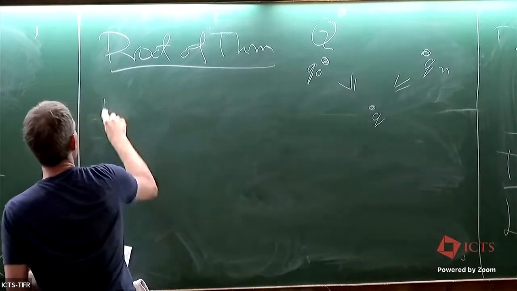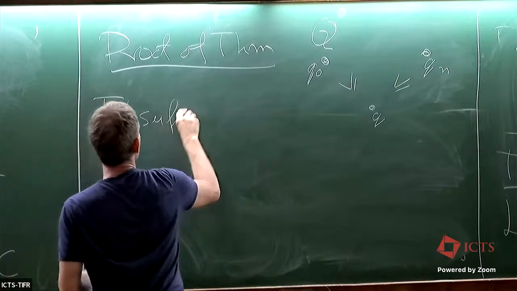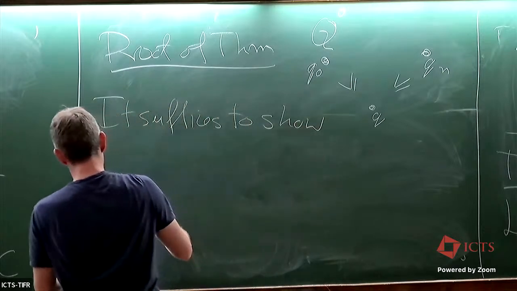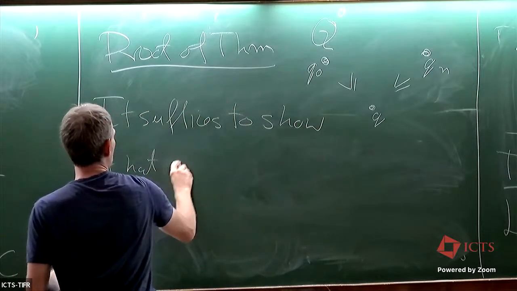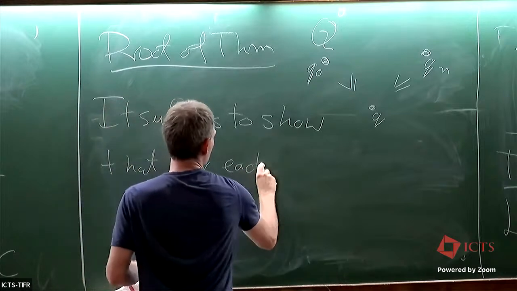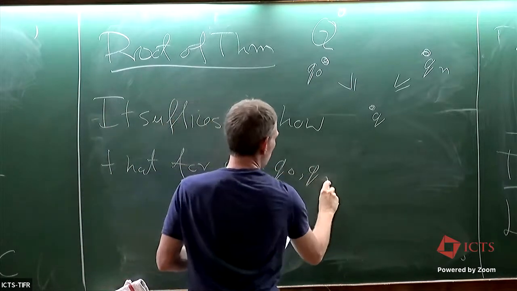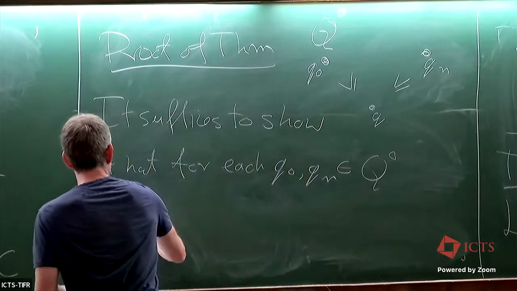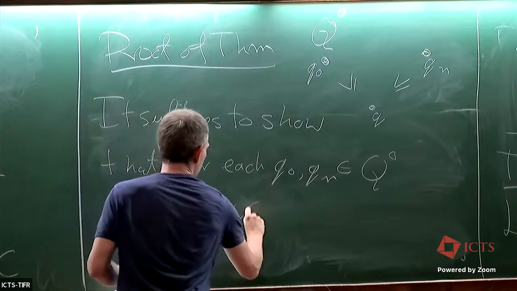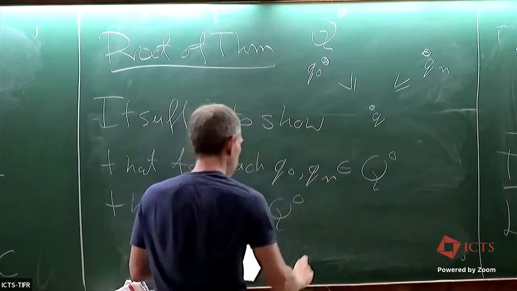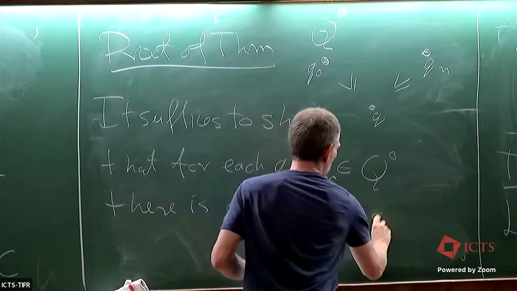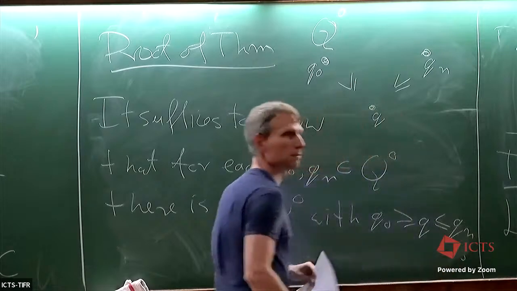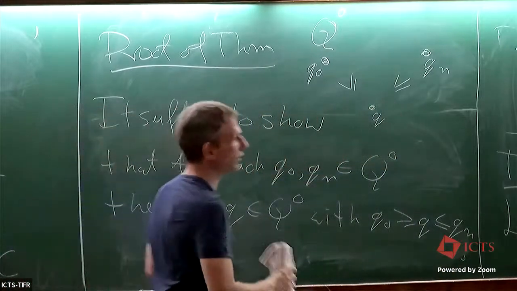Okay, so it suffices to show that for each Q0, Qn inside the vertex set of my component, there is Q inside the vertex set with Q0 greater or equal than Q, smaller or equal than Qn. Then we will prove that there is a smallest element.